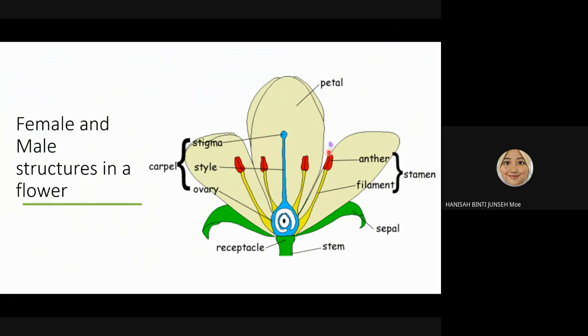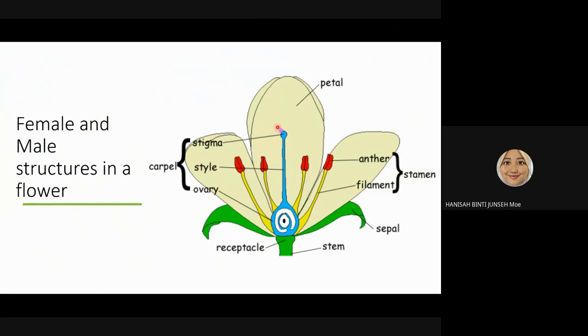We can see here the petal. Petal is the most attractive and brightly colored part of the flower. The petal is there to attract insects and also animals. And when we use flowers as decoration, we look at the petals, the color of the petals. So I want to show you which one is the female and male structure.